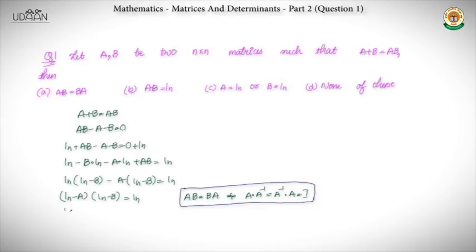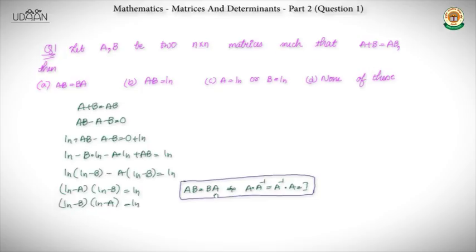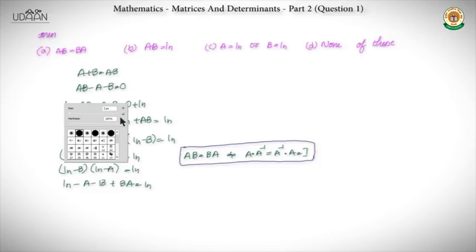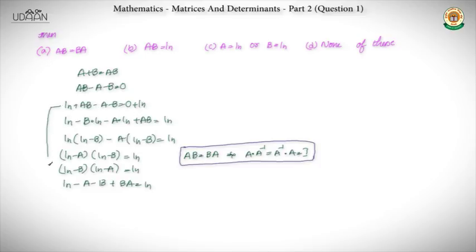So what I do is I write it in the inverse order. IN minus B into IN minus A equal to IN. And now I multiply it again. What does it become? IN minus A minus B plus BA equal to IN. But this equation and this equation, they were supposed to be the same equations, because we have just manipulated the same equation. So that means AB equal to BA, since IN, A and B, these three terms will get cancelled. That's it, so that's our answer.